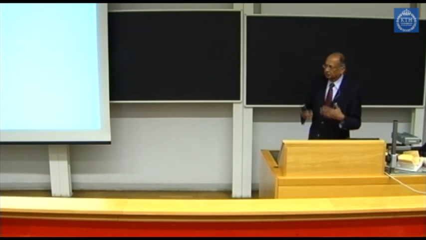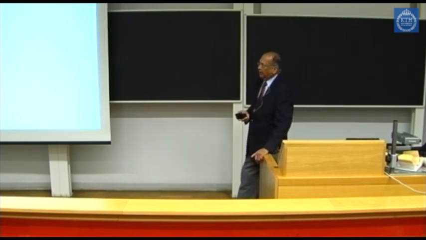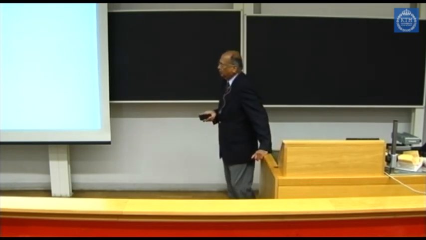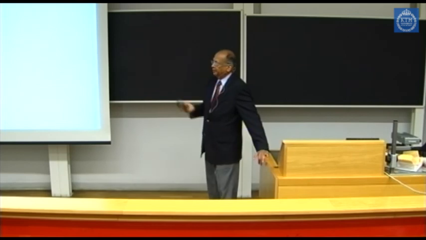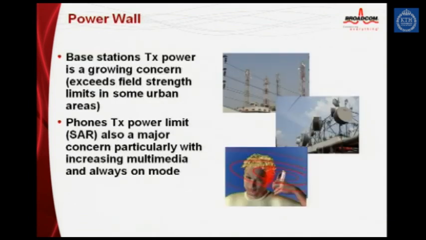So there are some constraints to try and reach these two numbers we're talking about. And I use a term from computers, what's called the power wall. Essentially, these are barriers that you have to overcome. So the power wall, the spectrum wall, the backhaul wall, the complexity, and battery. These are constraints or barriers that we really have to fight. And I'll say a few words about these.